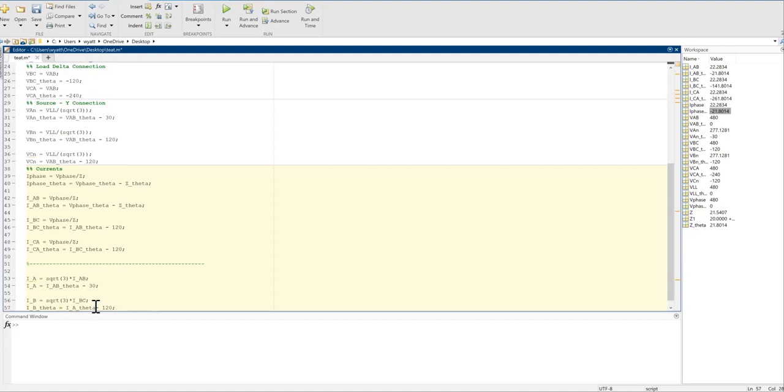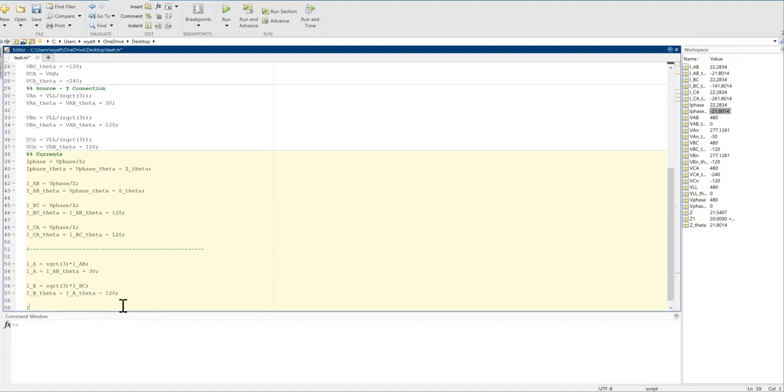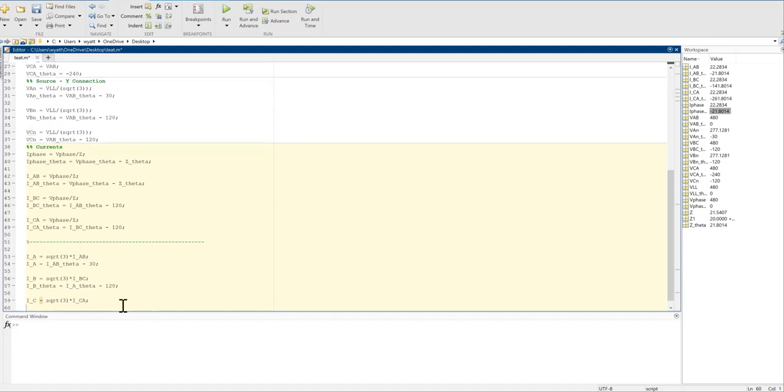You can see a trend here. It's going to be falling through the currents. Next is going to be I_C current. It's going to be equal to the square root of 3 times I_CA. I_CA theta is going to be equal to I_B theta. So I_B theta is equal to 120. Switch to 120.